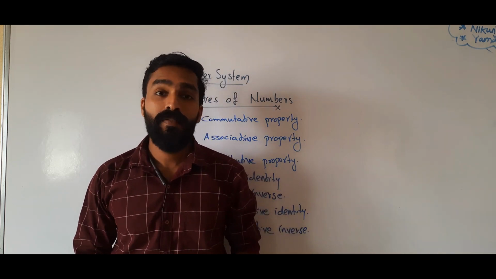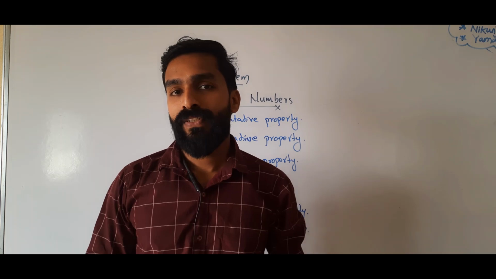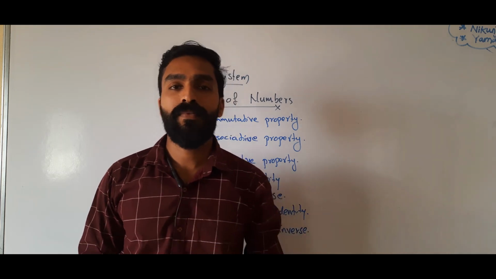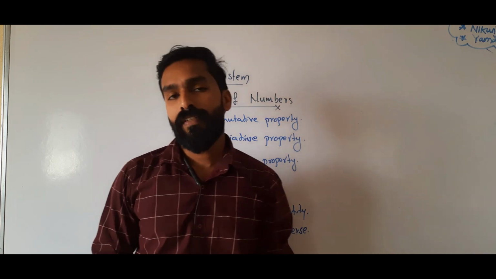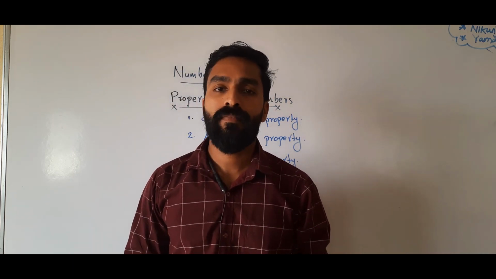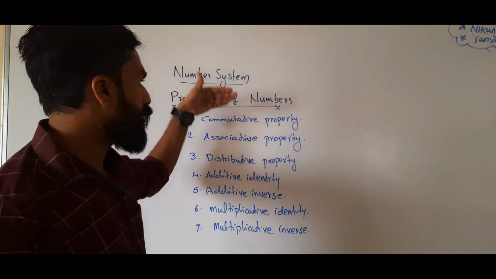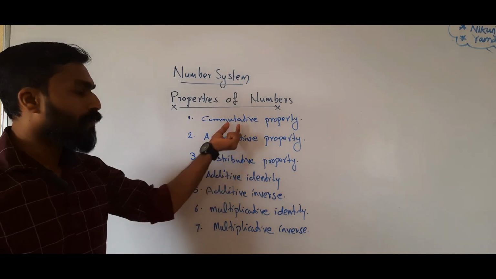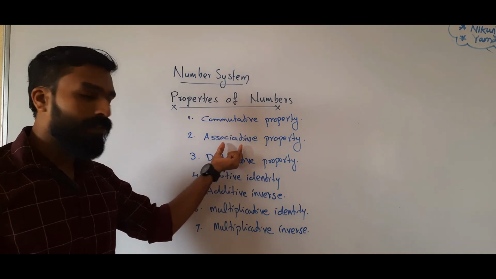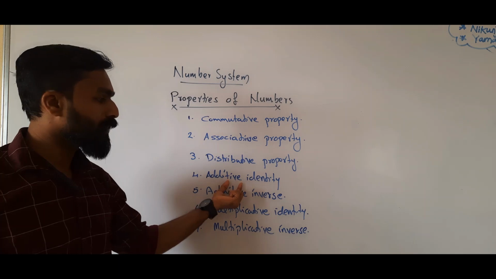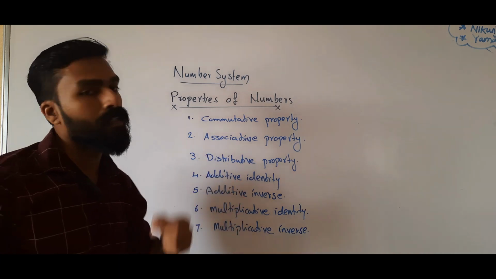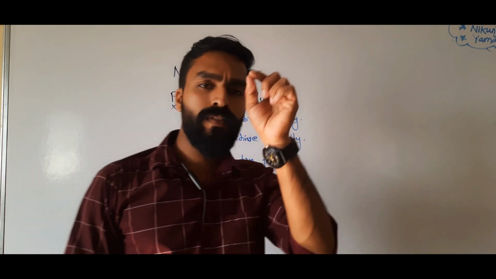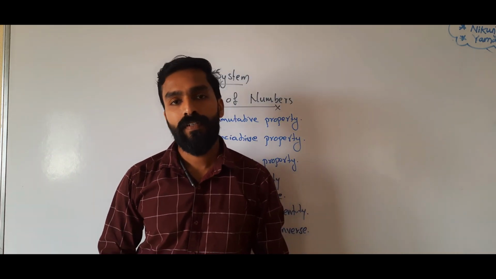About what are the types of numbers. So in this class we are going to discuss the properties of numbers, the major types of properties. Here I have written some properties of numbers: commutative property, associative property, distributive property, additive identity, additive inverse, multiplicative identity, multiplicative inverse.